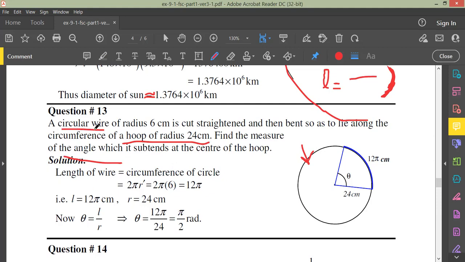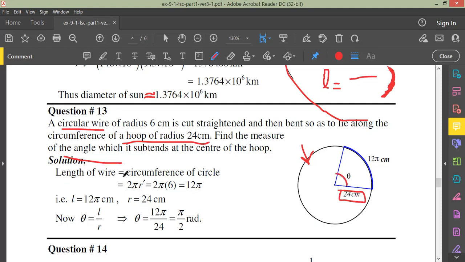A circular wire of radius 6 centimeter. The radius of the wire is 6 centimeter. It is cut, straightened and bent so as to lie along the circumference of the hoop of radius 24 centimeter. Find the measure of the angle. This is the radius of the hoop, which is 24 centimeter. This is the angle we have to find.